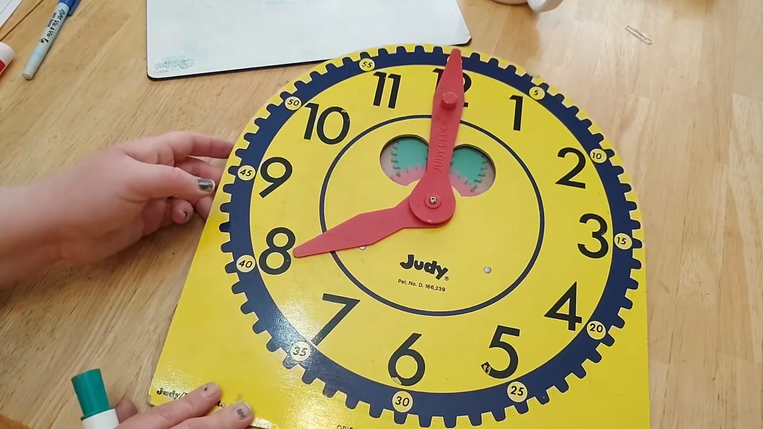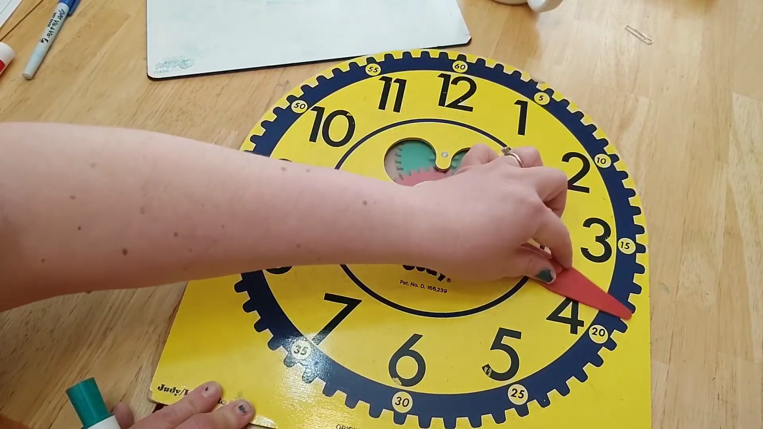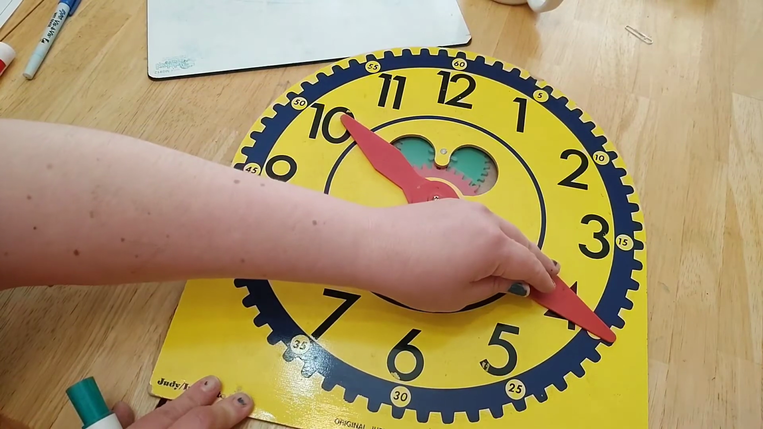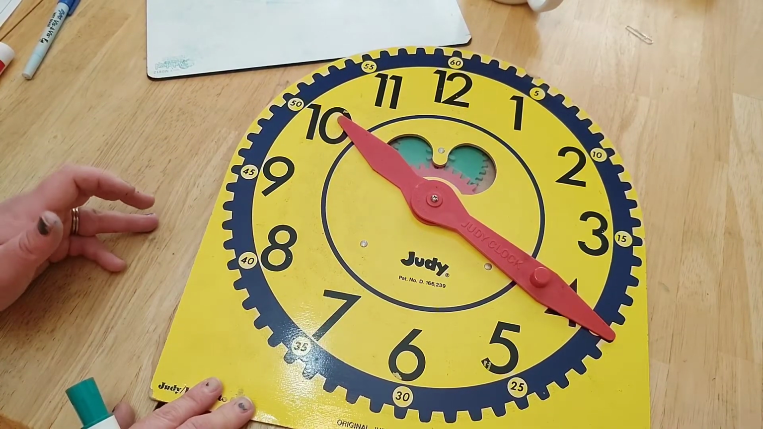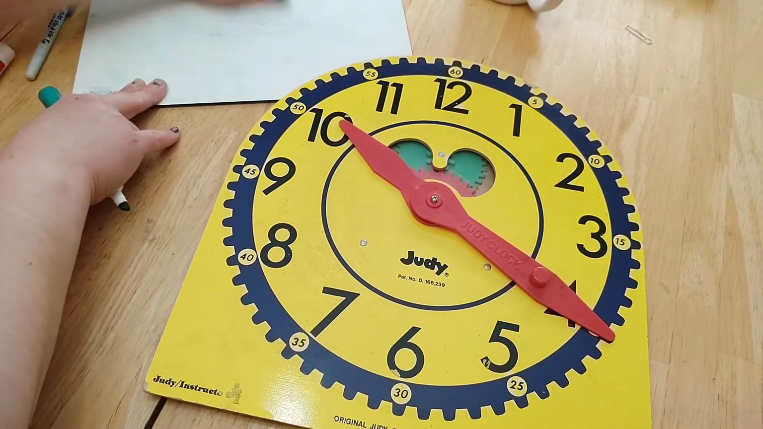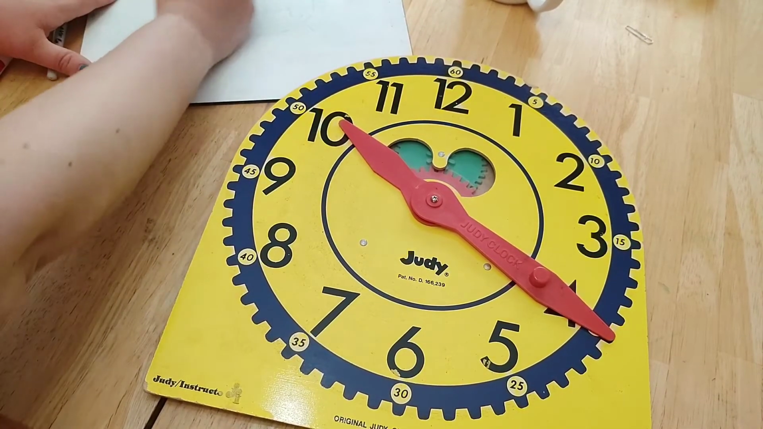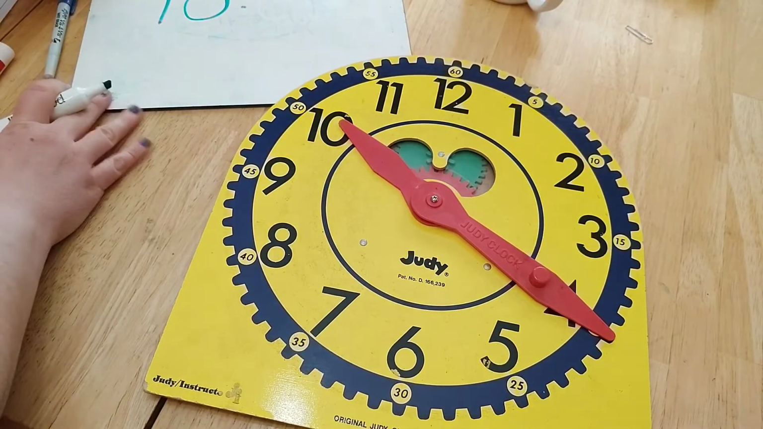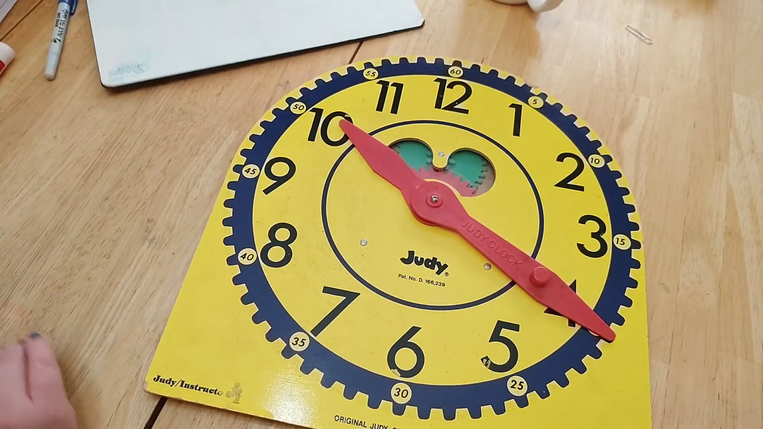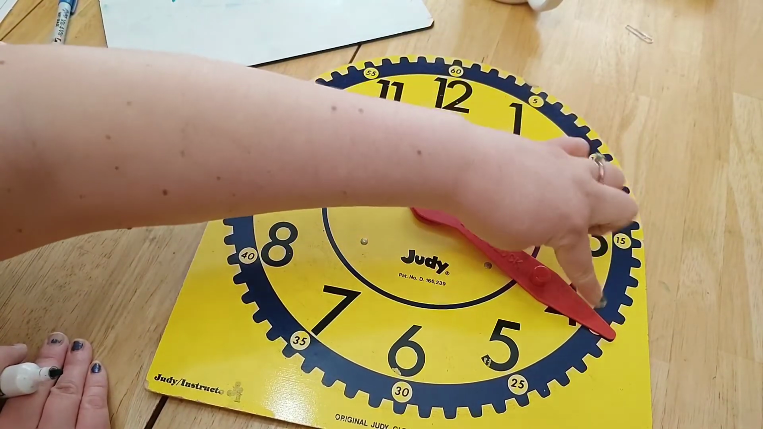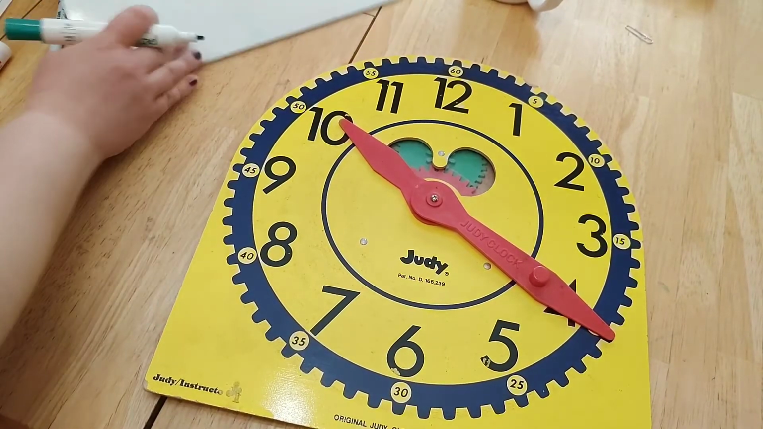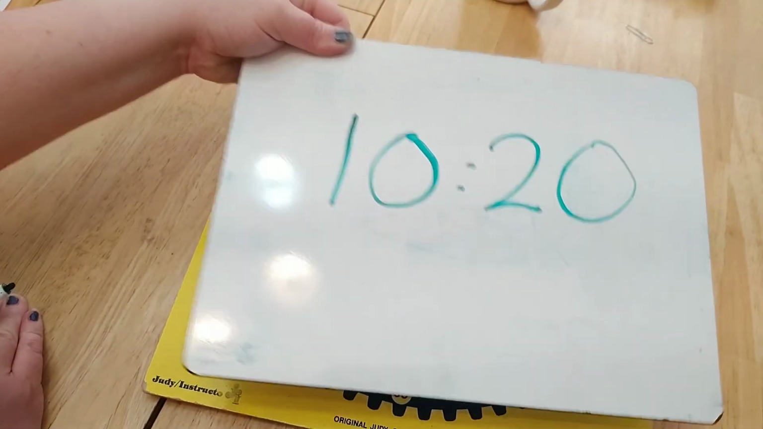Okay? So if I have the time, let's do this. Let's say I have my time like this. What is the time? Well, first of all, I'm going to look at my hour hand. It's at the 10. So it's going to be 10. Okay, just like that, 10 and the 2 dots, and now the minutes, 5, 10, 15, 20. So it's going to be 10:20.